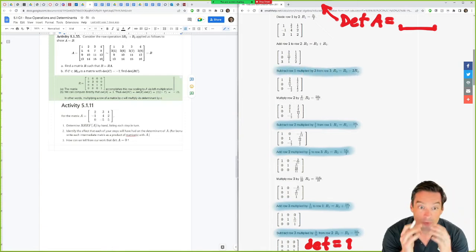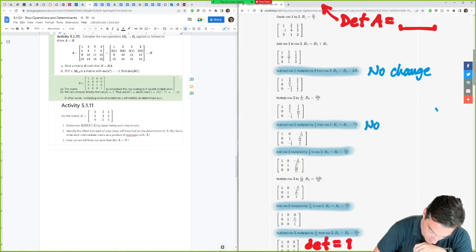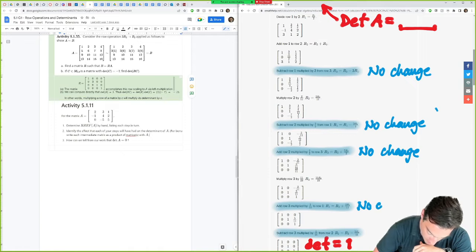So what do we remember is the impact of the row operation that adds a multiple of one row to another row? How does that impact the determinant of a matrix? It does not. It doesn't. So the determinant doesn't change at any one of these steps that I highlighted. So that's a good start. That means that we don't have to do anything. We don't even have to see those steps in our computation. No change here, no change here, no change here, and no change here. Okay.